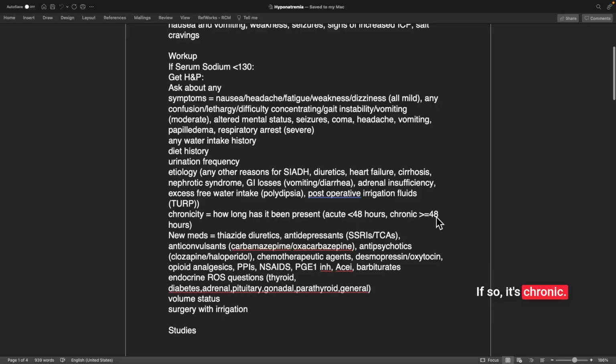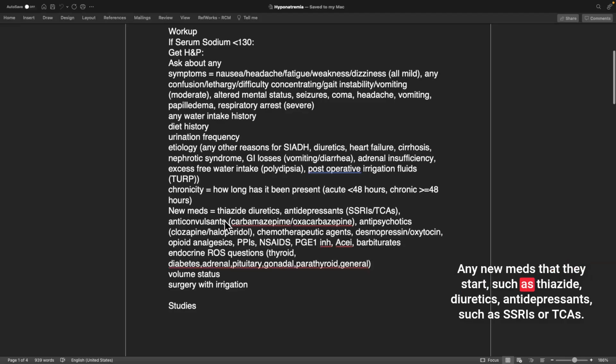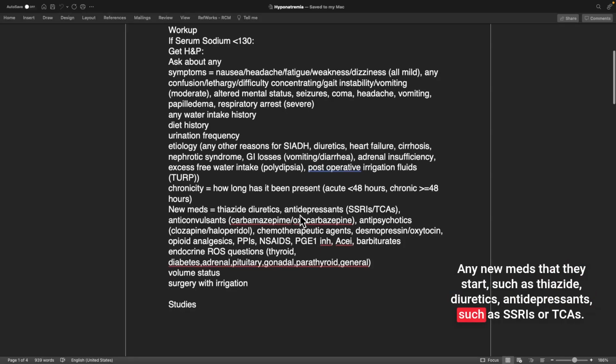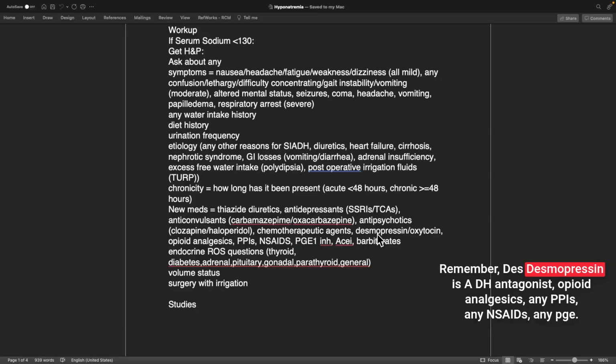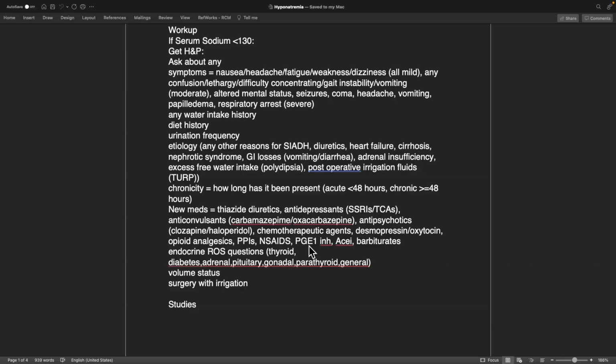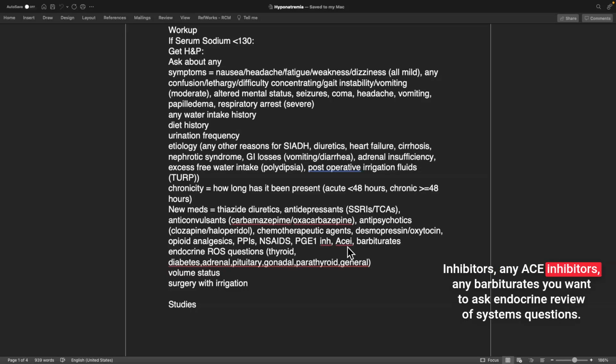If so, it's chronic. Any new meds that they start, such as thiazide diuretics, antidepressants such as SSRIs or TCAs, any anticonvulsants such as carbamazepine or oxcarbazepine, or antipsychotics such as clozapine or haloperidol, any chemotherapeutic agents, any desmopressin or oxytocin. Remember, desmopressin is the ADH antagonist. Opioid analgesics, any PPIs, any NSAIDs, any PGI1 inhibitors, any ACE inhibitors, any barbiturates.